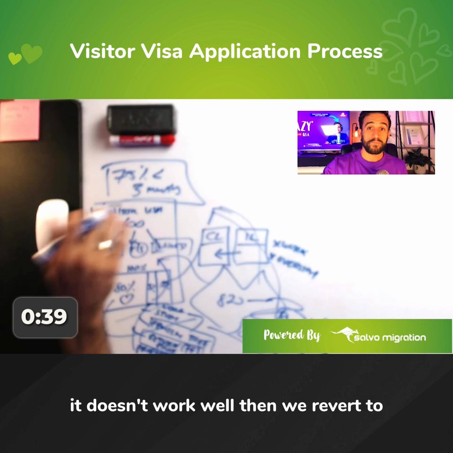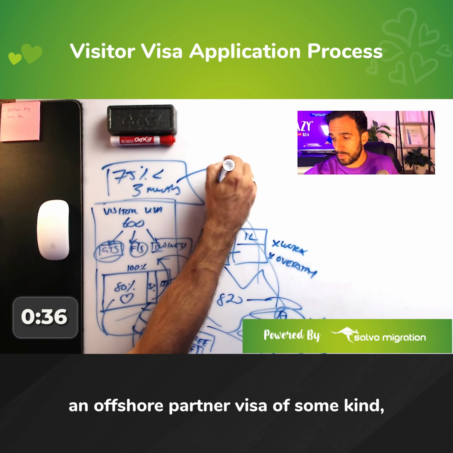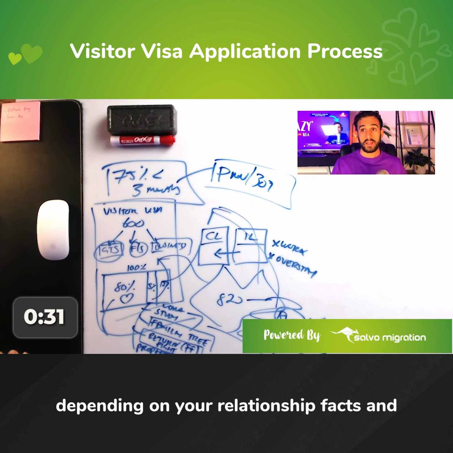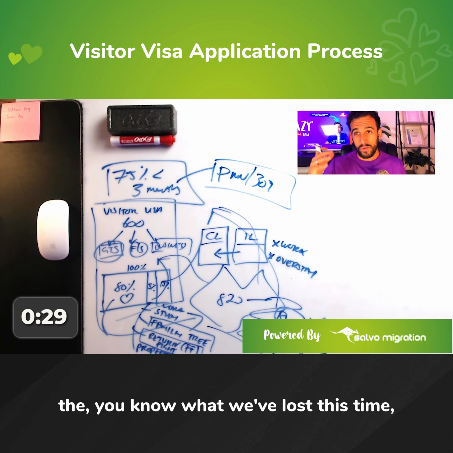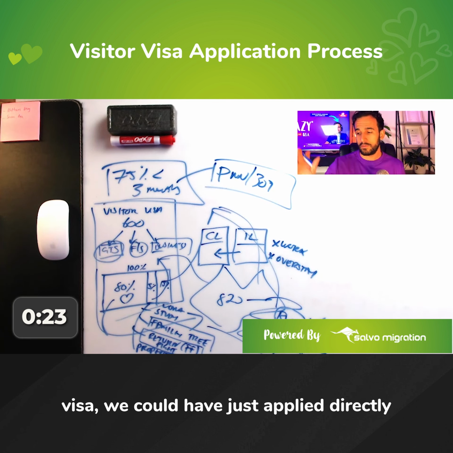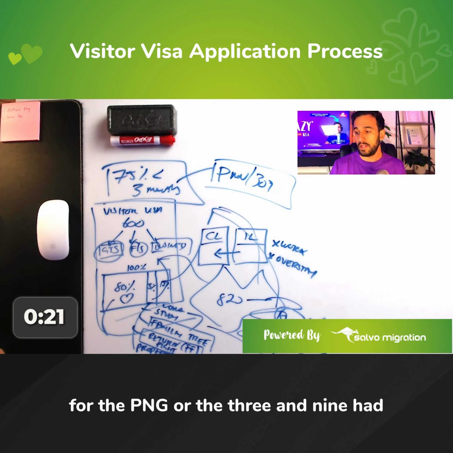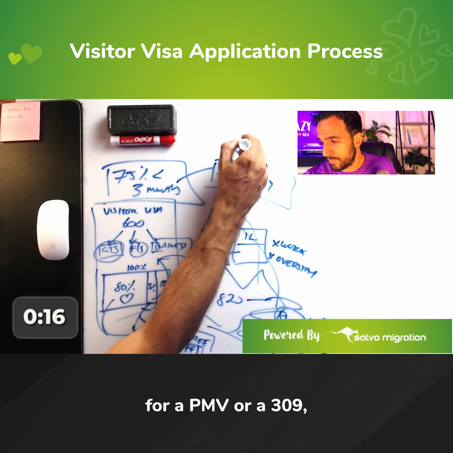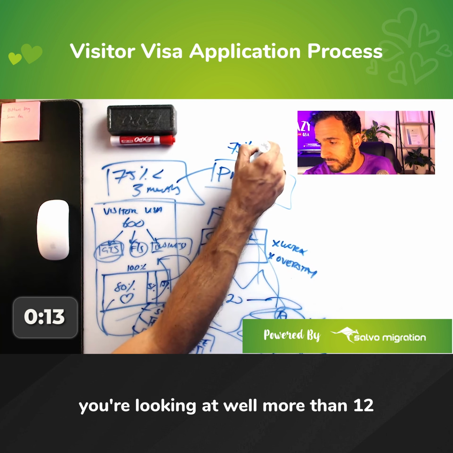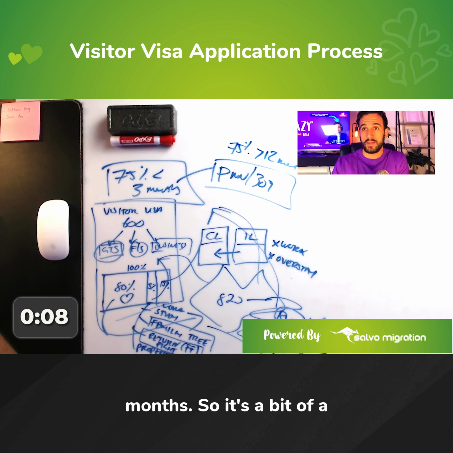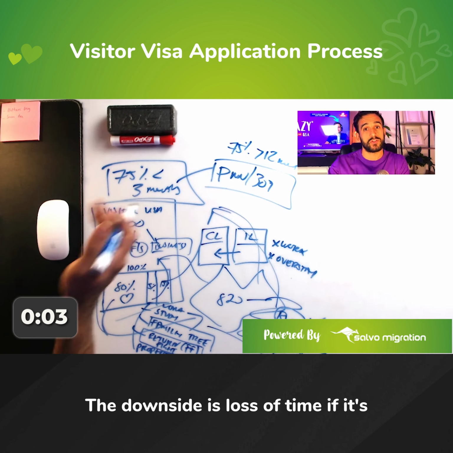Or if it doesn't work, well, then we revert to an offshore partner visa of some kind, whether that's a prospective marriage visa or a 309, depending on your relationship facts. And what we've lost is time. We've lost the 3 months where, had we not applied for this visitor visa, we could have just applied directly for the PMV or the 309, had that assessed sooner. But when you compare the processing averages for a PMV or a 309, you're looking at well more than 12 months. So it's a bit of a calculated gamble. The upside is large, the downside is loss of time if it's refused.